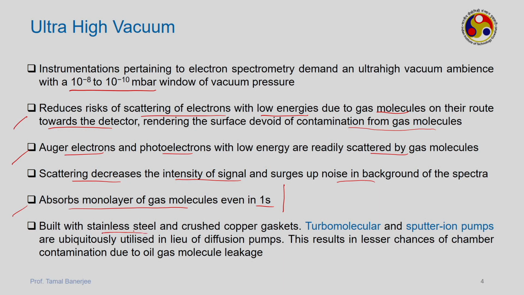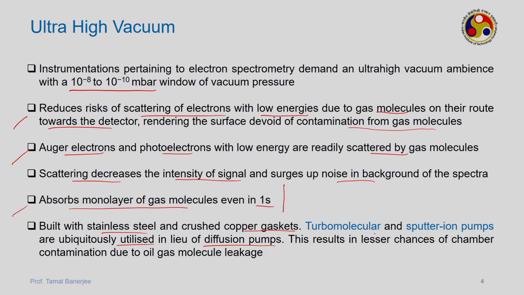It is built with stainless steel and crushed copper gaskets. Okay. Gaskets are for joints, overall structure is of stainless steel. The turbomolecular and the sputter ion pumps are ubiquitously utilized in lieu of the diffusion pumps. This is because with diffusion pumps, sometimes 1 or 2 oil molecules may enter inside the system, which will again create a problem. There will be scattering. So, to avoid that, you use turbomolecular and sputter ion pumps. This results in lesser chances of chamber contamination due to oil gas molecule leakage.